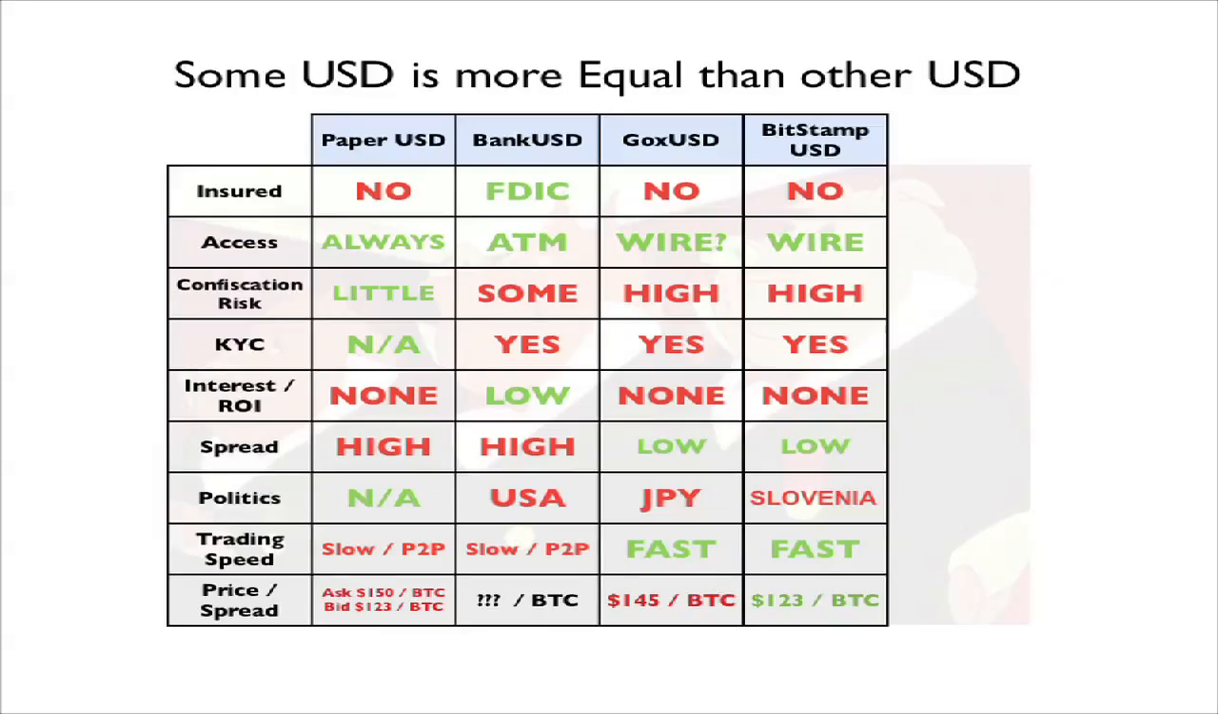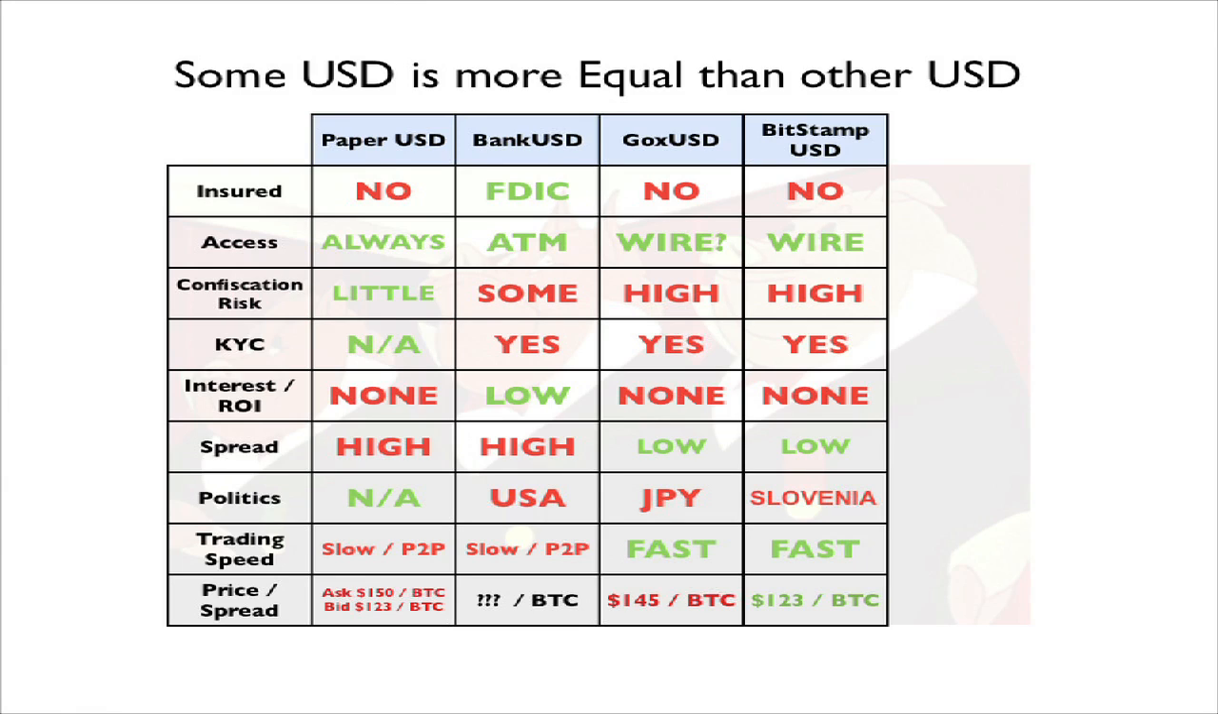Very sad. All right, so let's talk about paper US dollars, bank US dollars, Mt. Gox US dollars, and Bitstamp US dollars. So let's go through them in terms of some criteria. Let's start with insured. What does that mean? That means if something bad happens, you have some sort of backup or guarantee. With paper, no, you've lost your money, right? With banks, there's FDIC. Mt. Gox and Bitstamp may offer something, but generally speaking, no.